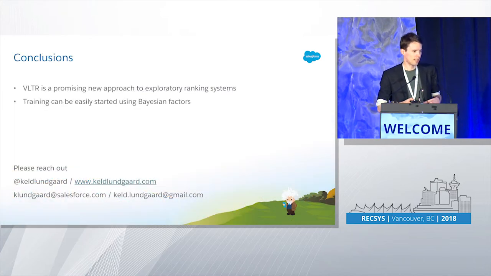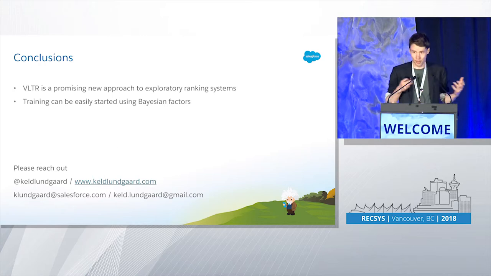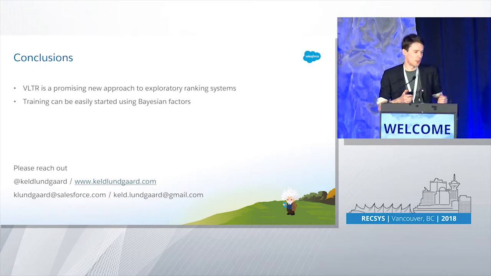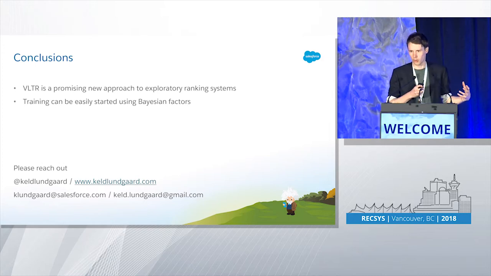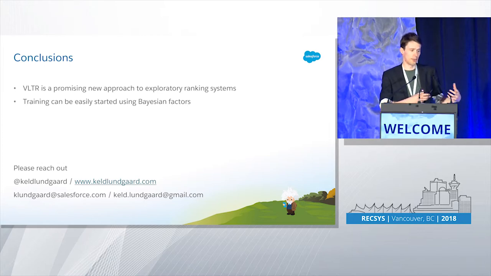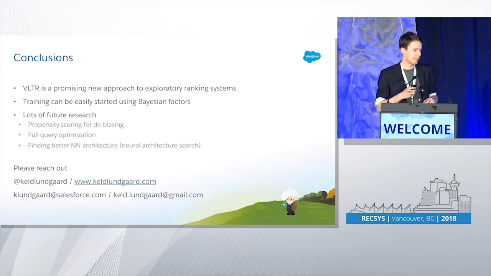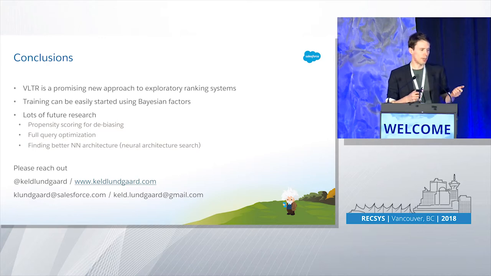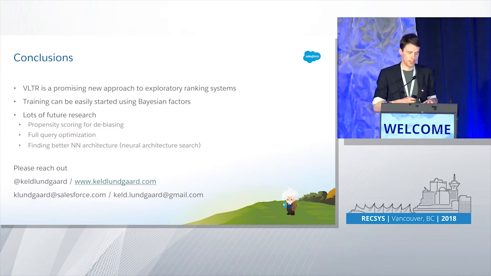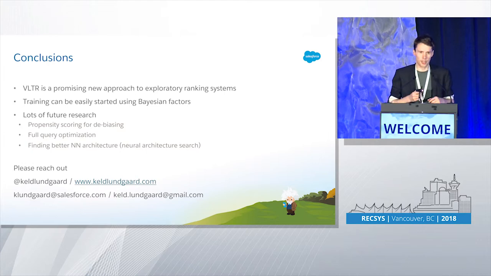So in the end, to conclude, variational learning to rank, we think it's a promising new approach to exploratory ranking systems, though of course it's still to be shown how good it is compared to other systems, and we're working on that. We can luckily start with just using these Bayesian factors, but there's a lot of future research to be done to really prove the technique. I mentioned some of the techniques in the talk already, so propensity scoring for debiasing. We can use full query optimizations, and there are endless possibilities on how to find the best neural network architecture. So neural architecture search will be an interesting thing to carry out.